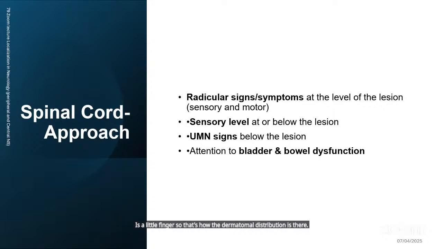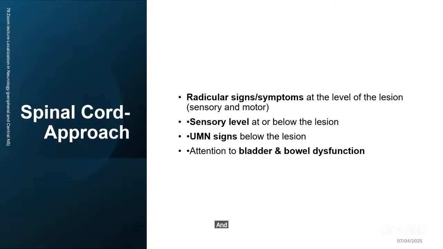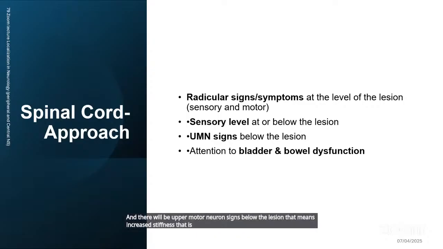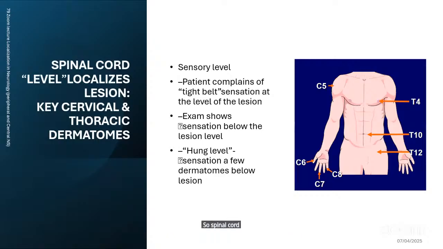And whenever there is a problem in the spinal cord, there is a level below which all the sensations are diminished. And there will be upper motor neuron signs below the lesion. That means increased stiffness, that is called spasticity, weakness, hyperreflexia, but there will be no wasting. There may be, because of autonomic nervous system disturbances, bladder and bowel dysfunction. So for a spinal cord level localized lesion, you should know this level.